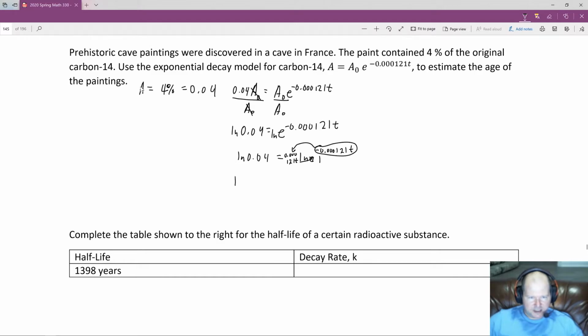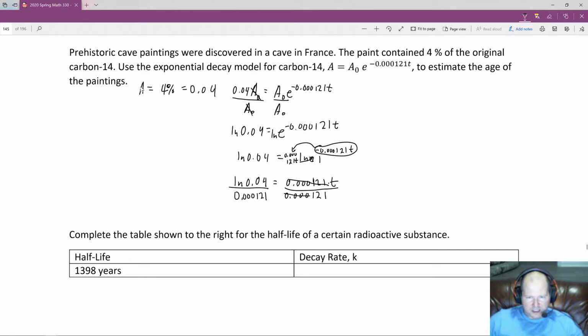I know that looks messy. Let me clarify. So again, natural log of 0.04 is equal to 0.000121 t, and the natural log just went away. Okay, so now at this point I want to solve for t. So I undo the multiplication of t by 0.000121 by dividing by 0.000121, and whatever I do to one side, I do to the other.